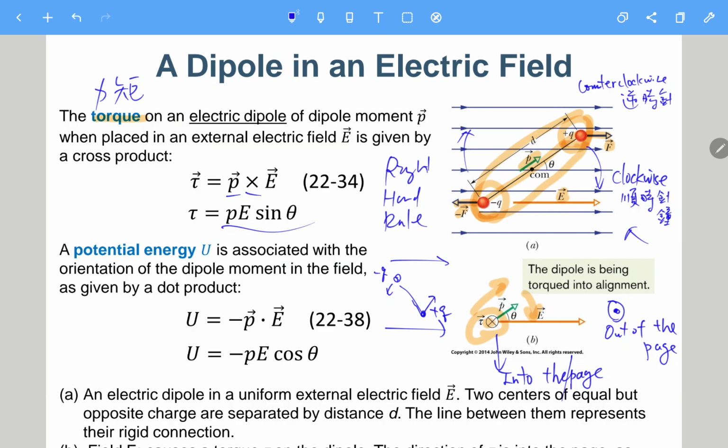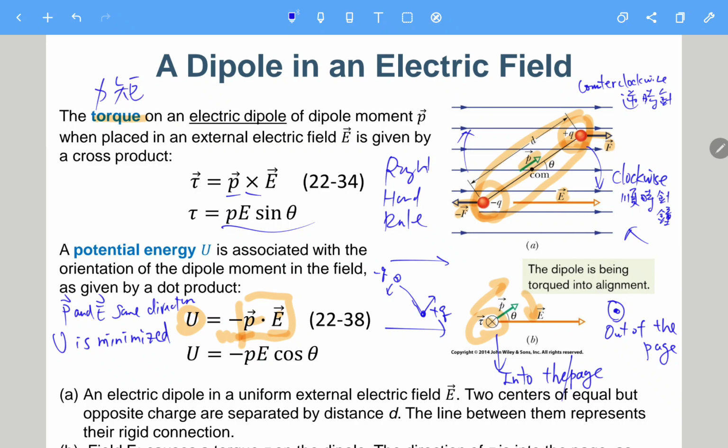Okay, and the next part is the potential energy. The potential energy will be negative P dot E. Negative P dot E. Which means that if P and E point in the same direction, this value P dot E will be maximized, and with the negative sign, U will be at its minimum. So if P and E point in the same direction, then U is minimized.